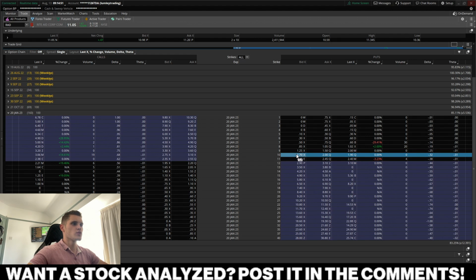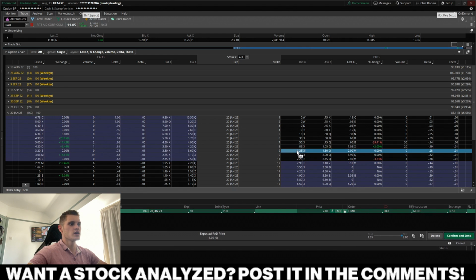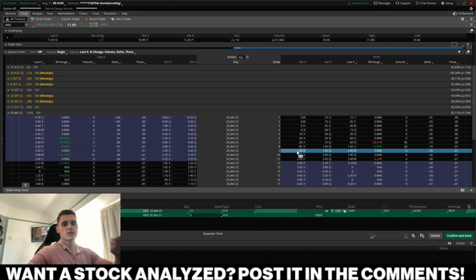So, for example, we would need to buy, say, the $10 strike, and then we would look to sell the $9 strike, and you can see this would create a debit of 48 cents, which in this case would mean we have to pay $48 for this option, which does mean that our max loss would be $52. So in this case, you can see it's near enough a 1-to-1 risk to reward.